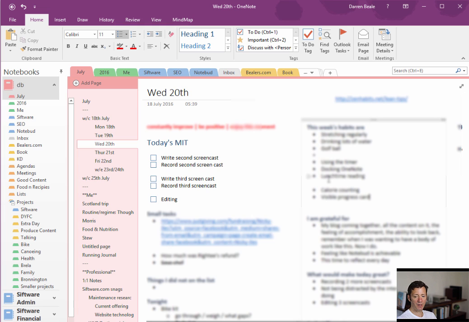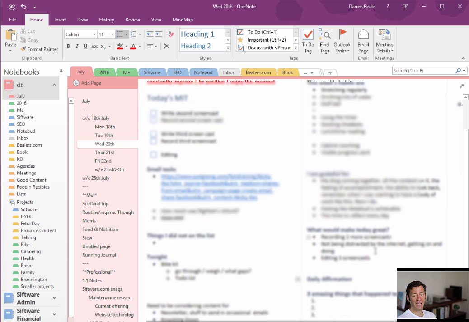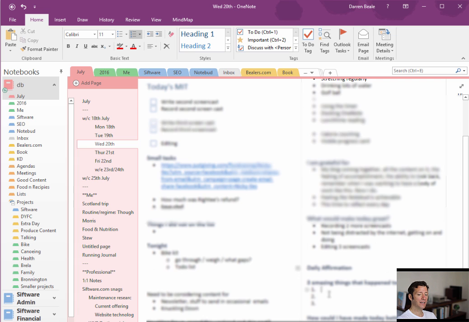I also, just for my own kind of journaling point of view, make some notes about things that I'm grateful for, things that would make the day go really well, like effective success criteria for my day. And at the end of my day, I just write some affirmations about things that happened that were good.